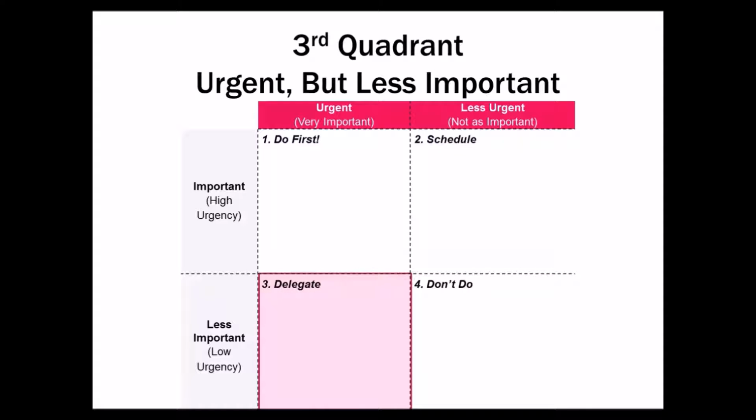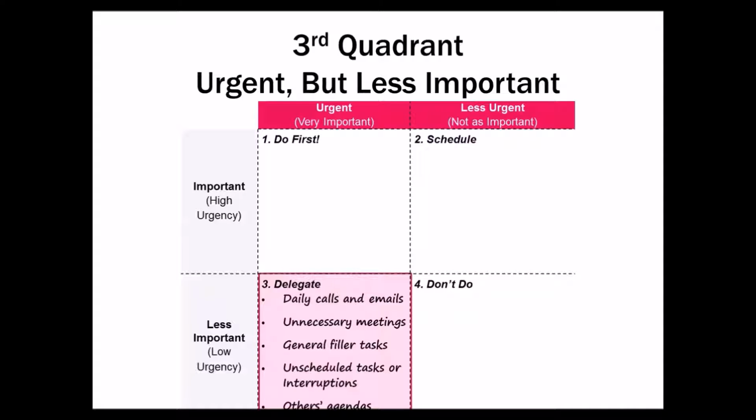So the third quadrant is the delegate quadrant. This is for items that are urgent but less important. These tasks can be completed by somebody else, so that frees up your time. So make sure to delegate and send the task to the other person with a deadline. And if it's necessary, schedule a reminder for yourself to follow up with them at a later date. This can include items like daily calls and emails, unnecessary meetings where you're not required, general filler tasks, unscheduled tasks or interruptions, and then other people's agendas.